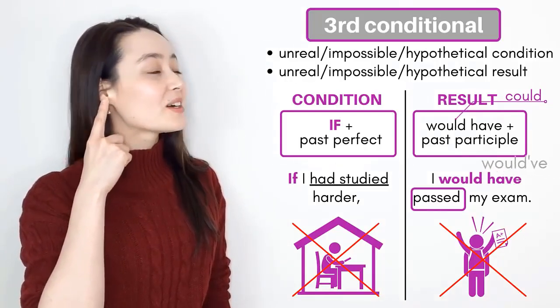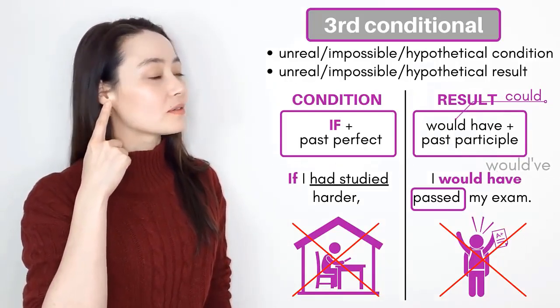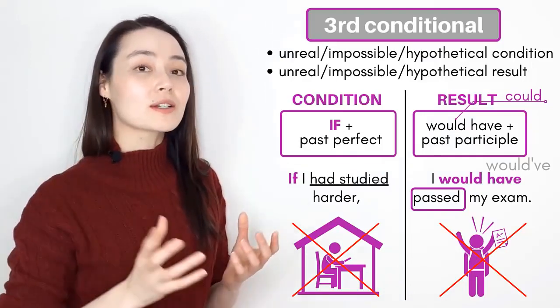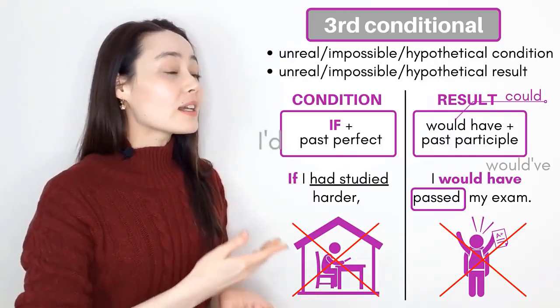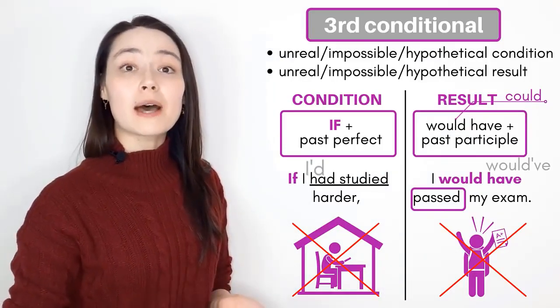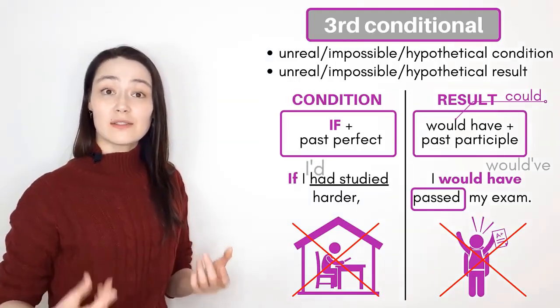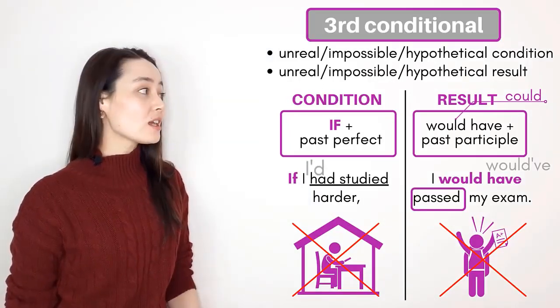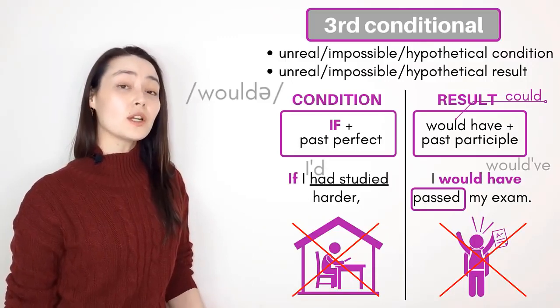Would've, would've, would've. When speaking, we always contract. If I'd studied harder, I would have passed my exam. If you want to get lazier, you can just say, woulda. I would have passed my exam.